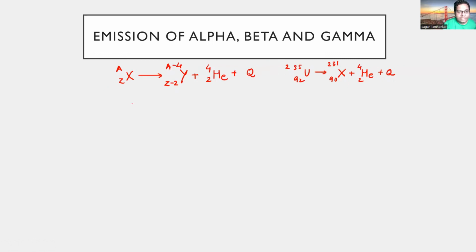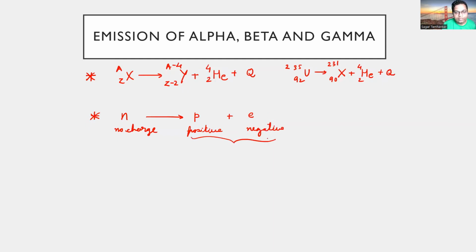Then beta, what happens in a beta? First understand this very simple thing. You have a neutron, and a neutron has no charge. A neutron turns into a proton, which is positively charged, and an electron, which has a negative charge. So together, again, there is no charge.